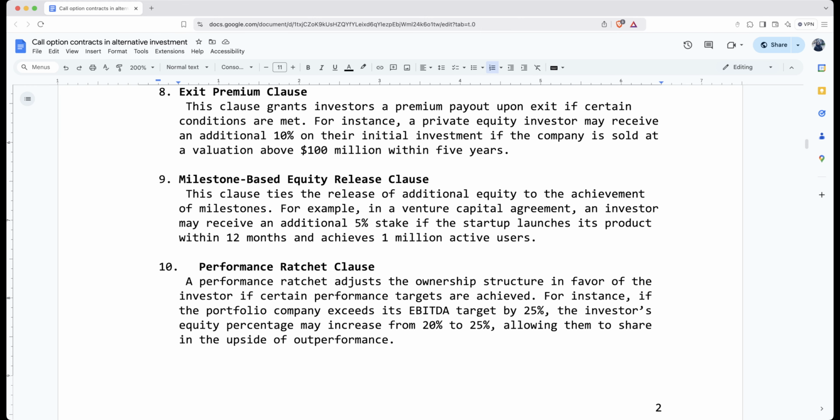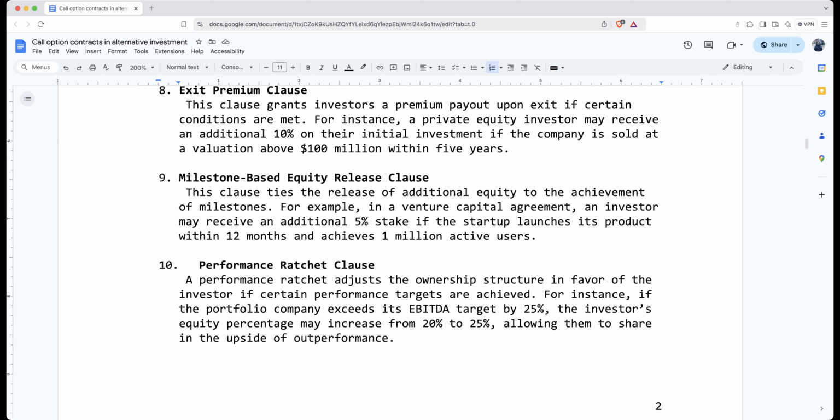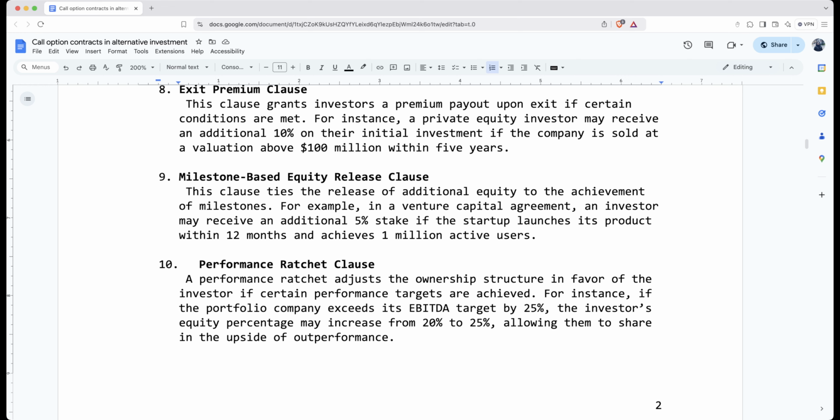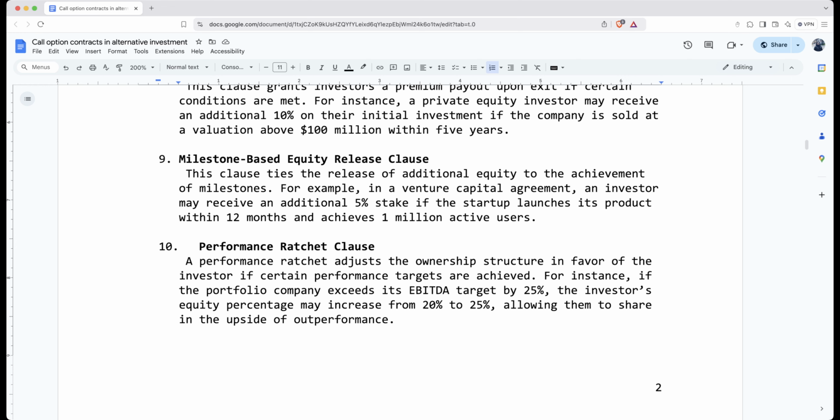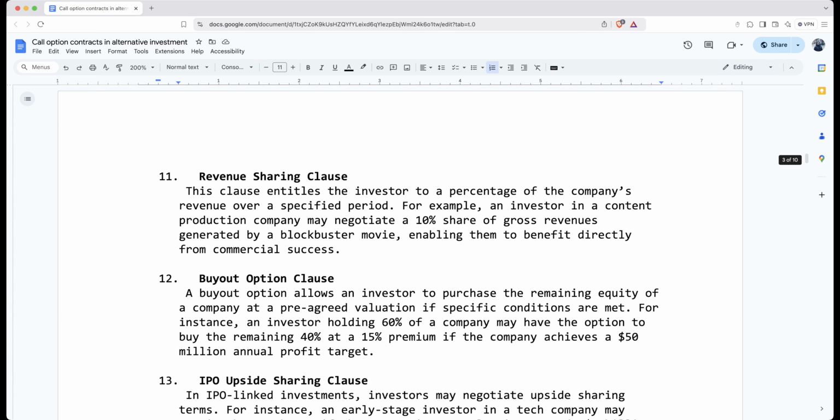10. Performance ratchet clause. A performance ratchet adjusts the ownership structure in favor of the investor if certain performance targets are achieved. For instance, if the portfolio company exceeds its EBITDA target by 25%, the investor equity percentage may increase from 20 to 25%, allowing them to share in the upside of outperformance. Revenue sharing, similar to profit sharing. This clause entitles the investor to a percentage of the company's revenue over a specific period. For instance, an investor in a content production company may negotiate a 10% share of the gross revenue generated by a blockbuster movie, enabling them to benefit directly from commercial success.